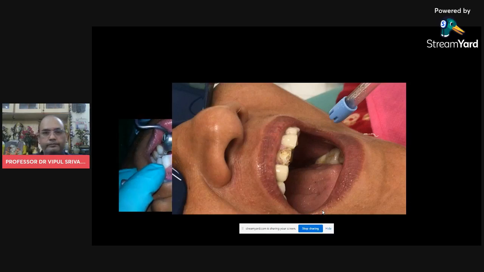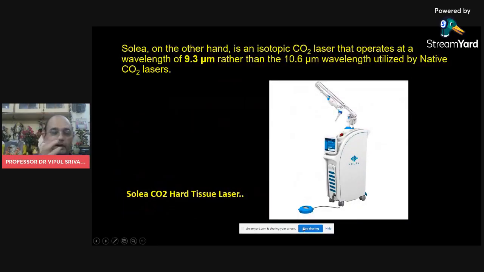So this is how we use it, right? The erbium family are basically the traditional hard tissue lasers. Of lately, a few years back, Solea is the company which is using an isotropic CO2 laser that operates at a wavelength of 9,300 nanometer rather than the 10,600 nanometer wavelength utilized by native carbon dioxide lasers. So Solea is another hard tissue laser.